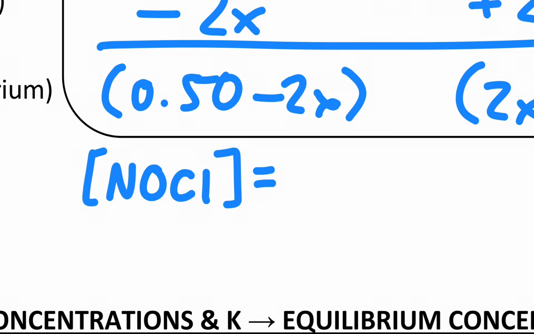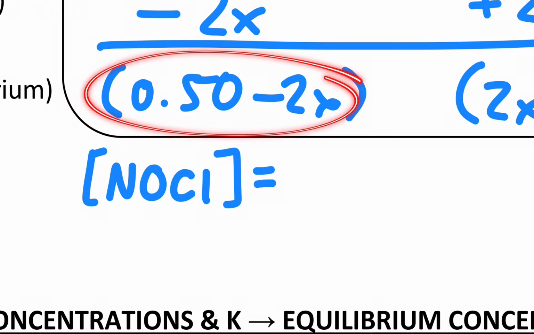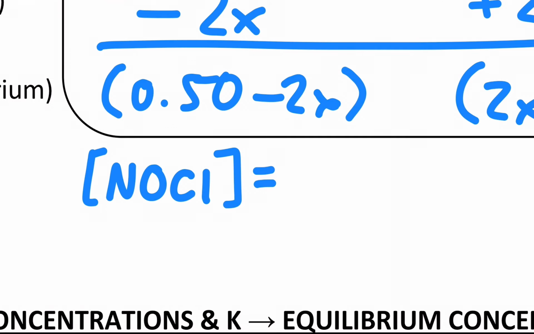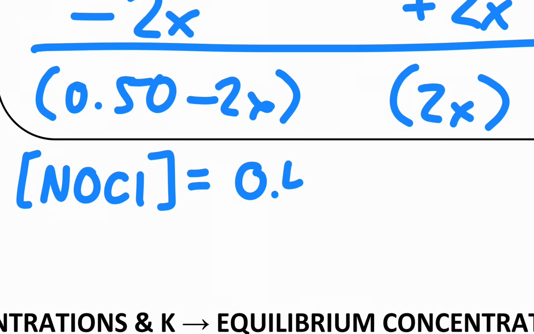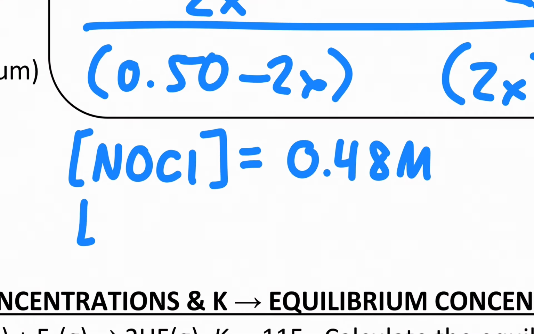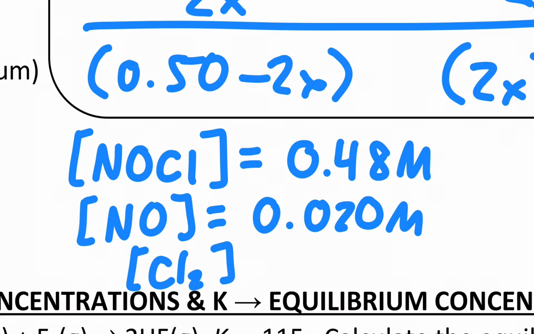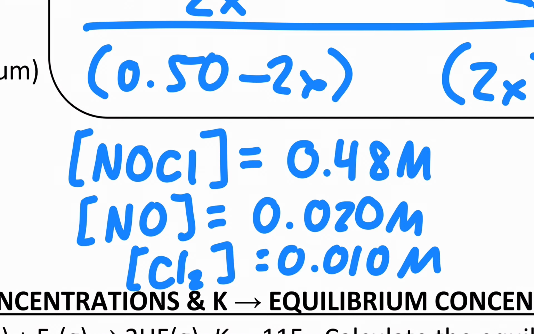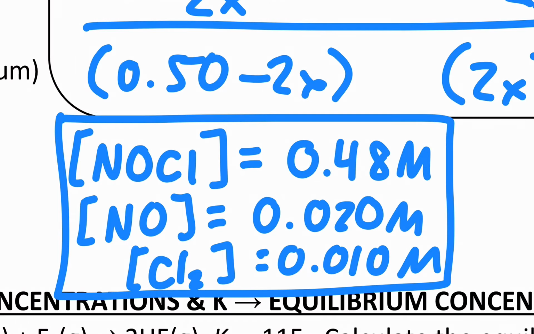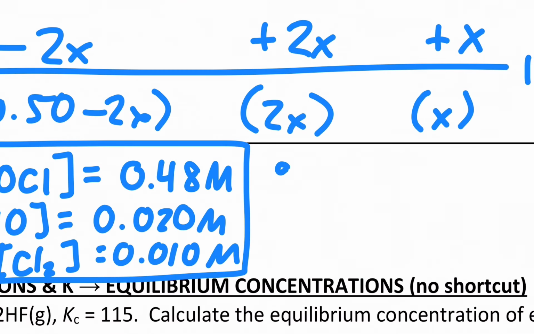So the molarity of NaCl, which is 0.5 minus 2 times x, is actually 0.48 molar now when you subtract 2 times 0.01. The molarity of NO is 2 times x, which is 0.020 molar. And the molarity of Cl2 is just x, which is 0.010 molar. And there's our x values plugged in to give us our concentrations at equilibrium.